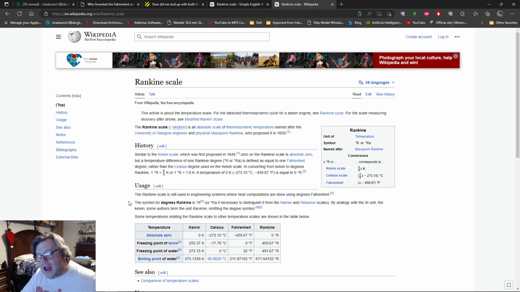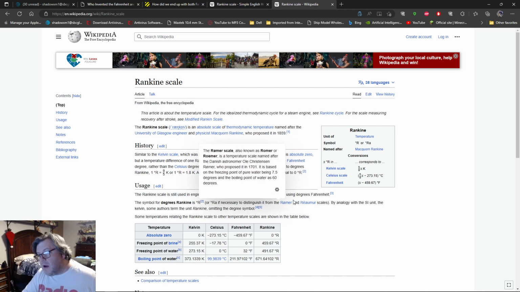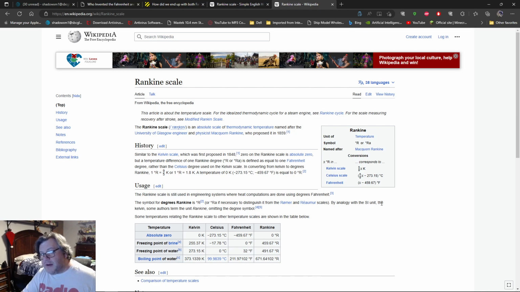All right, now the symbol for degrees Rankine is R, or Ra if necessary to distinguish it from the Romer and Reaumur scales. By analogy with the SI unit, the Kelvin, some authors term the unit Rankine, omitting the degree symbol. Some temperatures relating the Rankine scale to other temperature scales are shown in the table below.